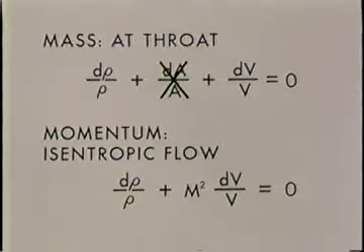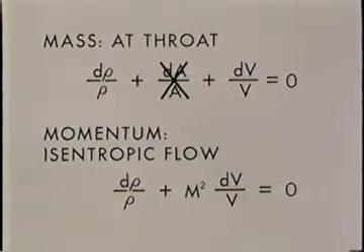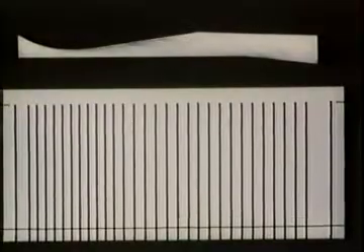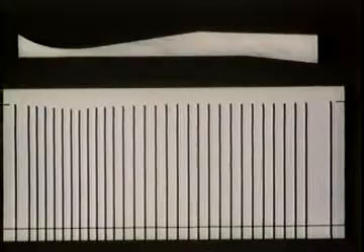Suppose that the Mach number at the throat is not equal to 1. Then the two equations can only be satisfied if d rho and dV are 0. The velocity, density, and pressure are constant near the throat and must be going through a maximum or a minimum there. The flow has a kind of local symmetry about the throat, as in this subsonic case.